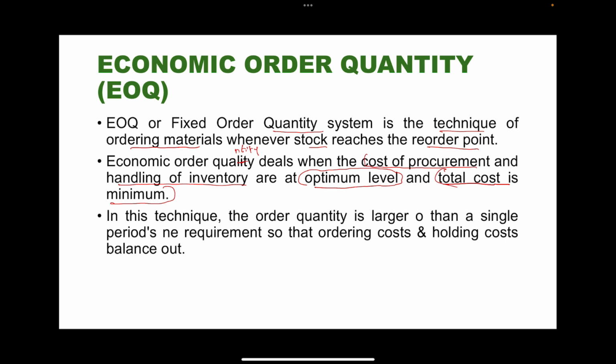In this technique, the order quantity is larger than a single period's net requirement, so that ordering cost and holding cost balance out. So the most important thing is you need to balance these two, the holding cost and the ordering cost.